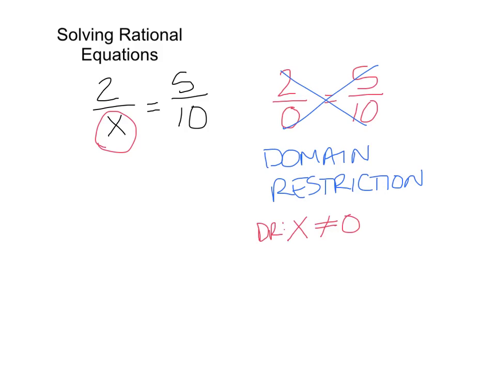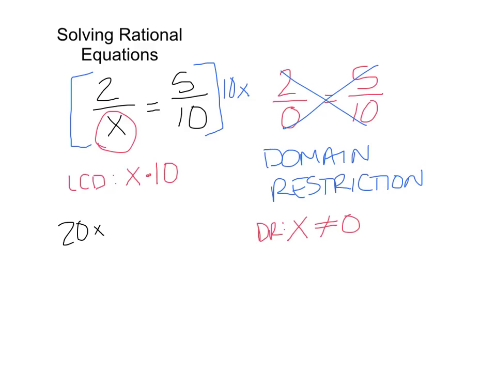Alright, so now we want to solve this rational equation. This one's not too bad, and I could use cross products. However, the easiest way to solve any rational equation is to multiply through by the least common denominator. So in this case, the least common denominator needs to include the denominators of all the fractions. It needs to include x from the first one, and it needs to include 10 from the second one. So when we multiply through by this least common denominator of 10x, we are going to end up with 20x over x equals 50x over 10.